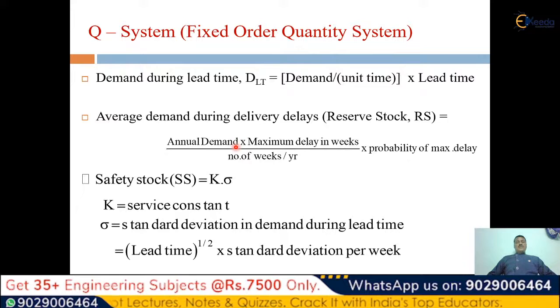Similarly, the safety stock is given as K into sigma, where K is the service constant and sigma is the standard deviation in demand during the lead time. Based upon the standard deviation per week and root over of lead time, we can find out the values of this safety stock, or SS. Utilizing which, finally, the reorder level, ROL, can be found out, which equals demand during the lead time plus RS plus SS.